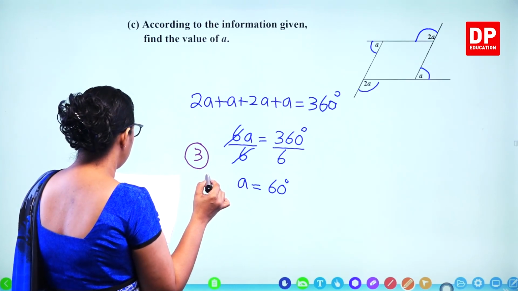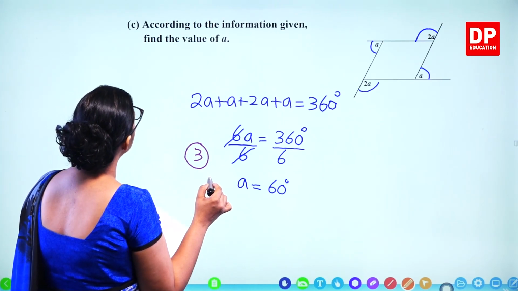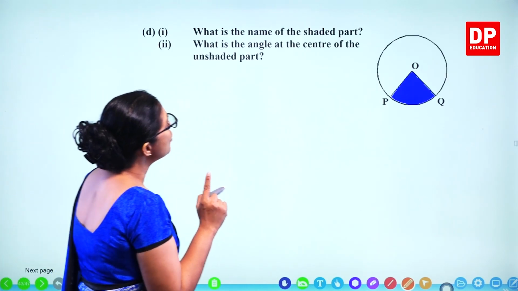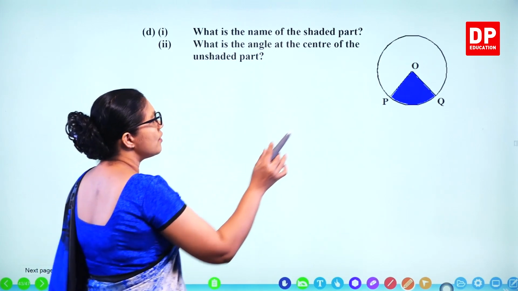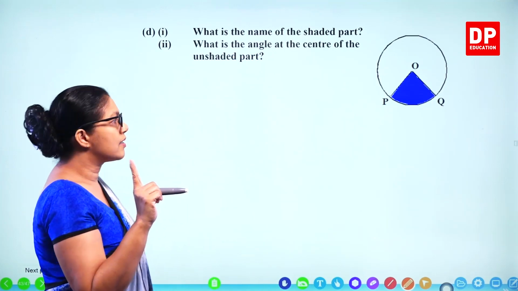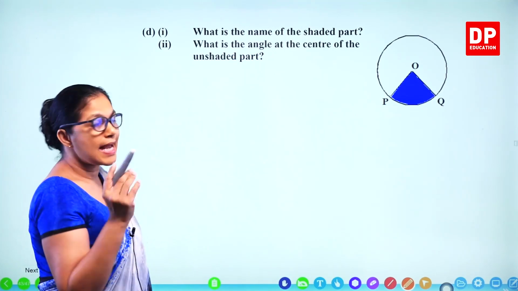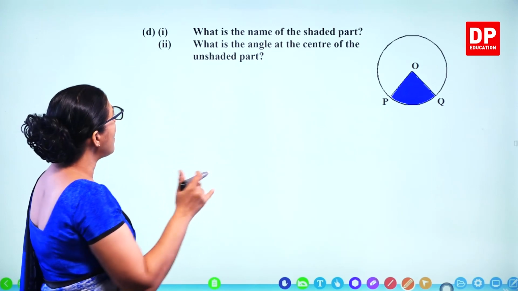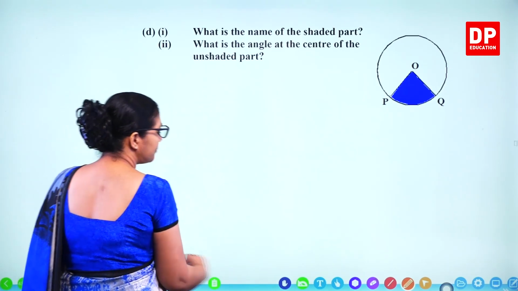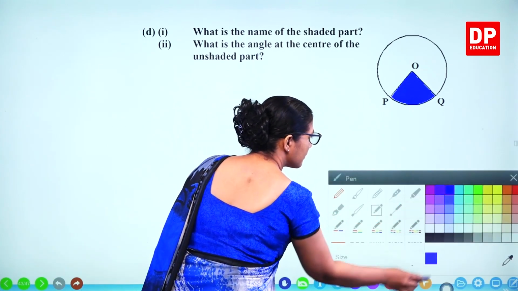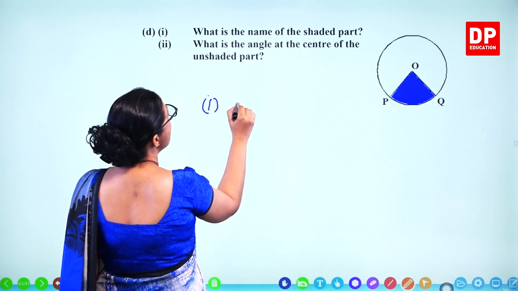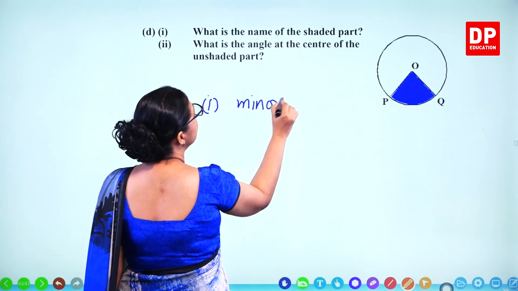Then the next part, part D, what is the name of the shaded part? So the part bounded by 2 radii and 1 arc, that's called a sector. This is the smaller part. So we can say minor sector. So we can say this part is minor sector.